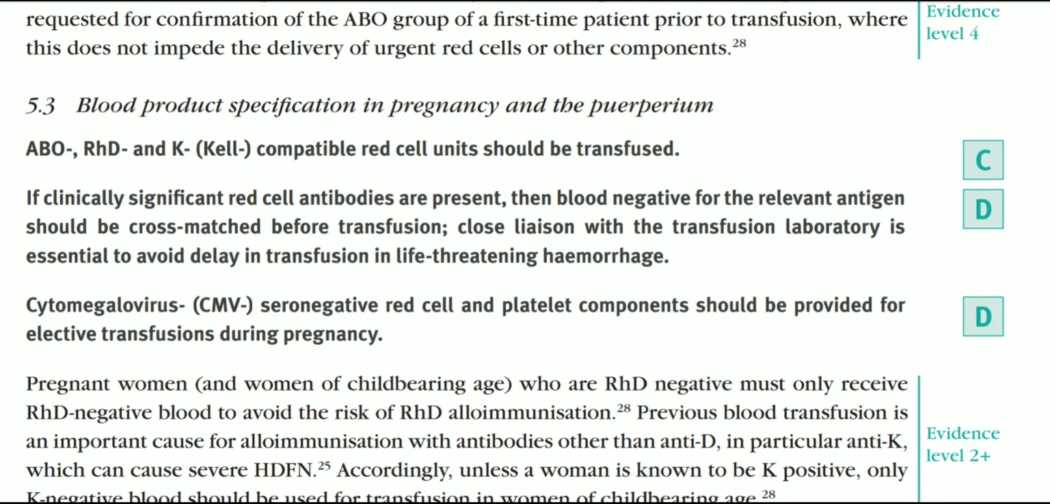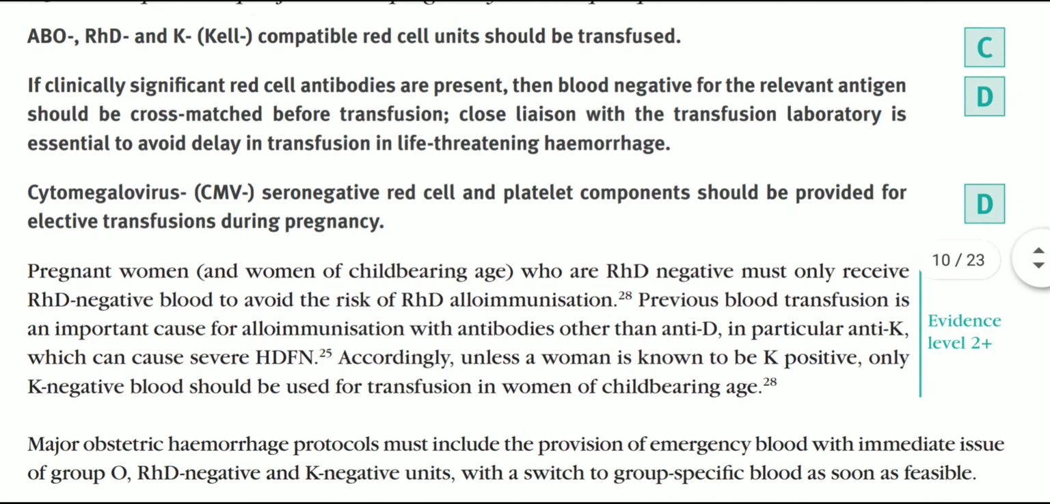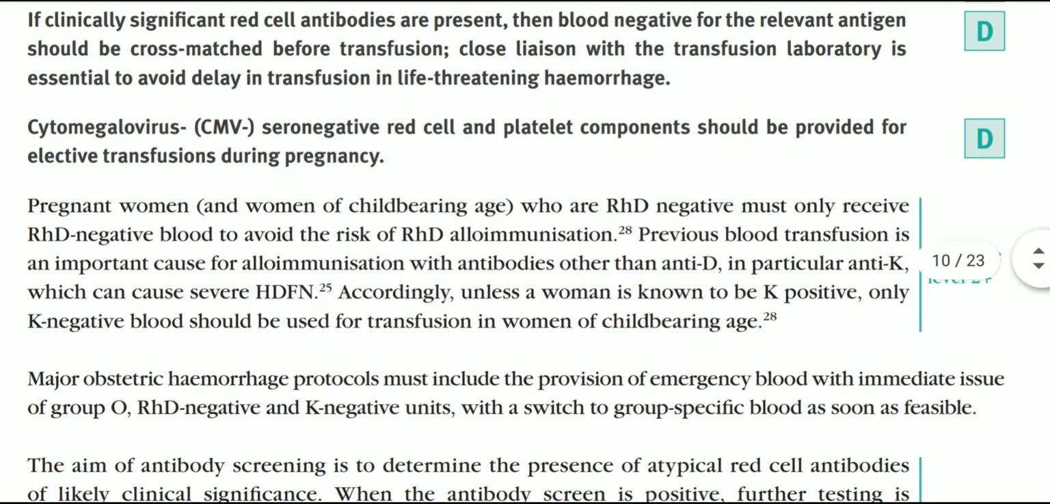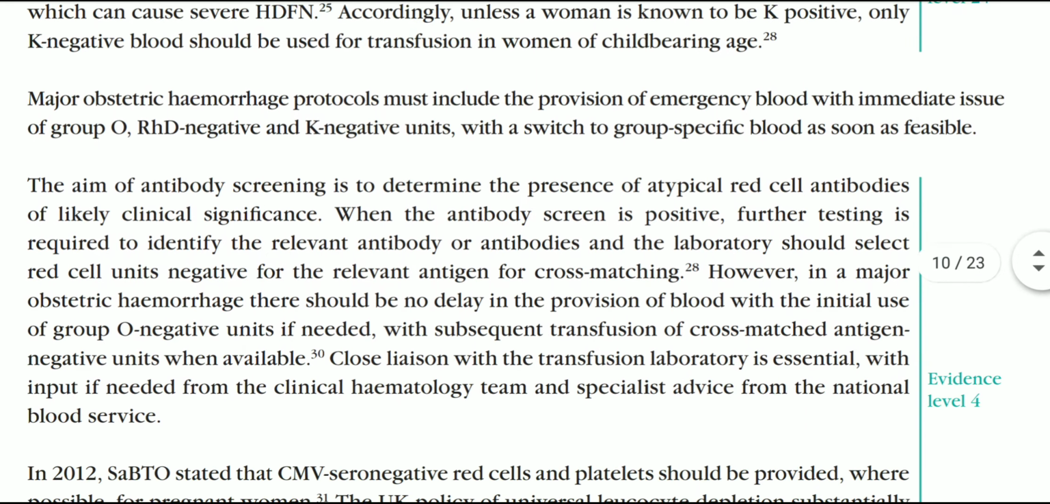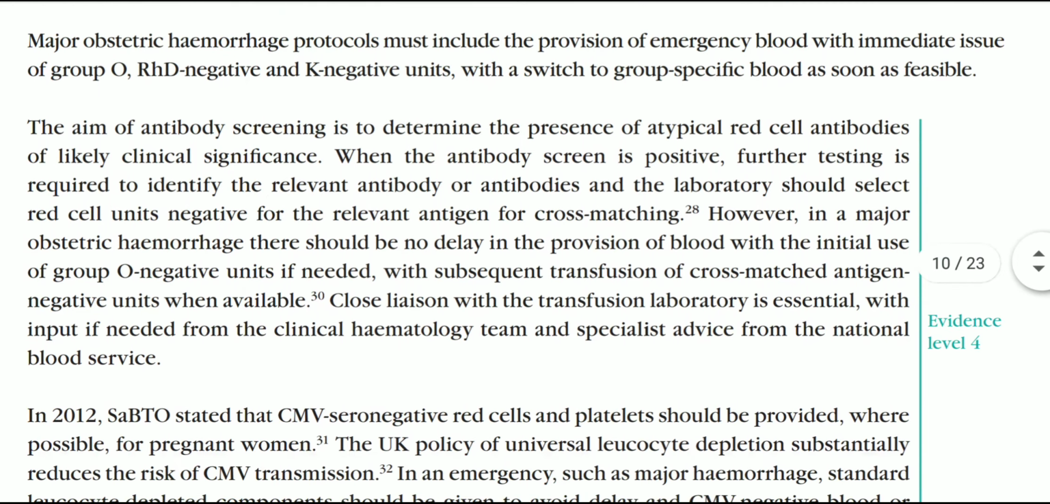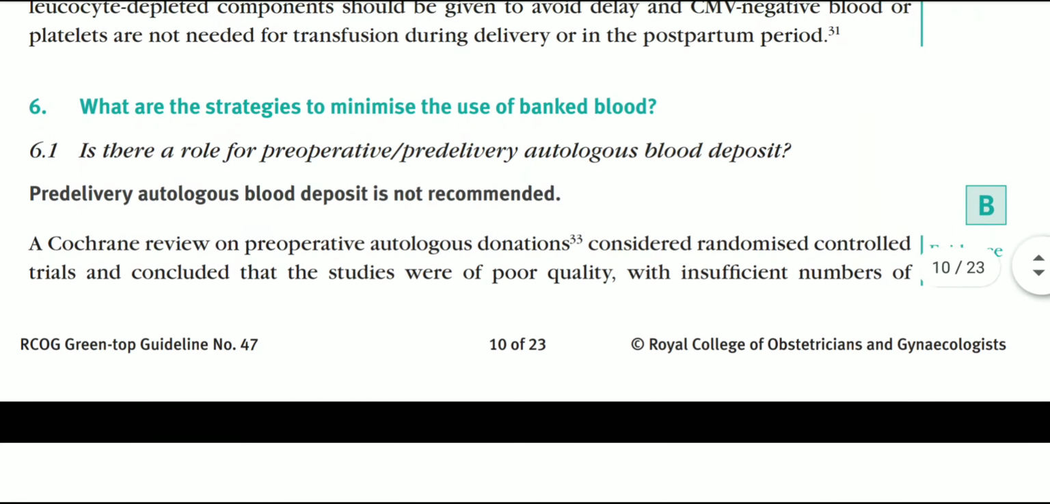Okay, and the third important thing is that CMV seronegative red cells and platelet components should be provided for the elective transfusions during pregnancies. Okay, and in the detail, all these things are written: that blood should be group compatible, and secondly, if we have an emergency, then we should use negative blood, and CMV negative serology should be there, and CMV seronegative blood should be used.